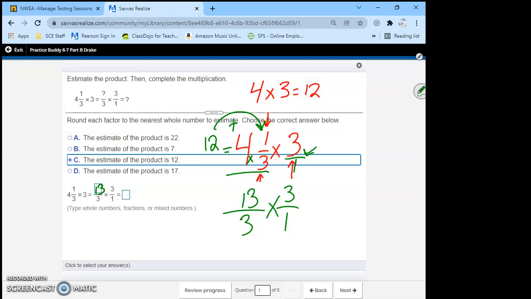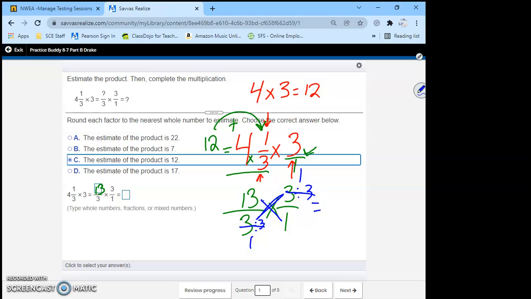So I'm going to look at crisscross. I'll get a different color here so you can see what I'm looking at. I'm going to look at the 13 and the 1. Well, 1 is already simplified. It's 1, so we can't do anything there. So let's look at the other way. We have 3 and 3. Well, 3 goes into both of those. So if we divide both of these by 3, 3 divided by 3 is 1, 3 divided by 3 is 1. Now we're ready to multiply.